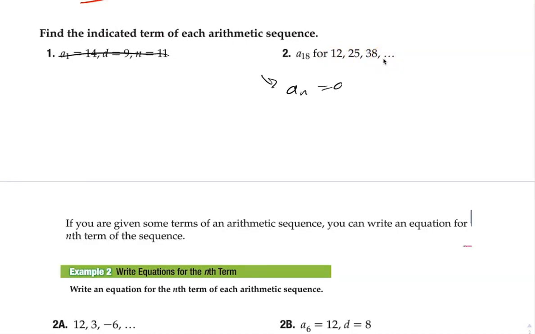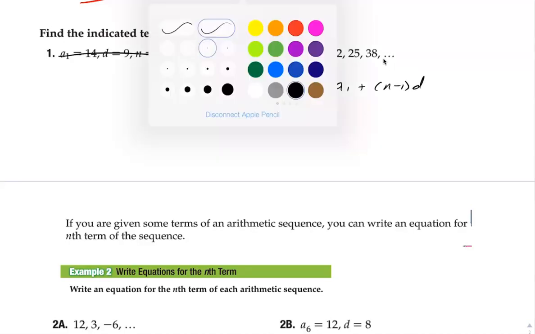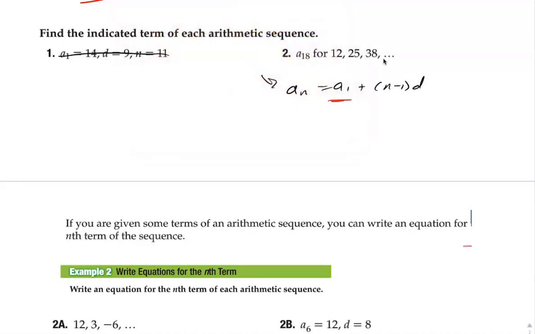An equals a1 plus n minus 1 times d, the common difference. And let's find all that stuff. So a1, first term, 12. Common difference, well, we actually got to do it ourselves. So if you want to find a common difference, all you have to do is do a2 minus a1, or just subtract the first term from the second term. So I get 13. It also works here. If you do 38 minus 25, 13, 25 minus 22, 13. You just get one term minus the one before it.